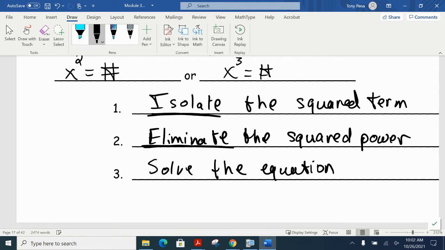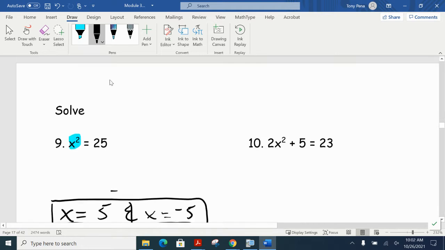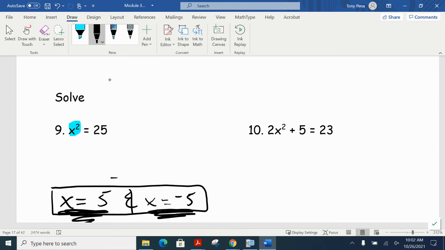We want to get rid of the power of 2. We've talked about this. The way we get rid of squares is with square roots. Square roots and squares cancel each other out. So when I take the square root of a square, all I am left with is the number underneath, which is an x. But if I do that to one side, same old algebra rules, I've got to do it to the other side as well.